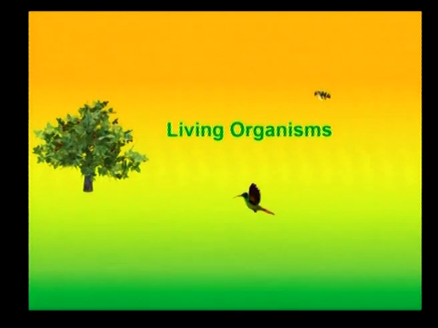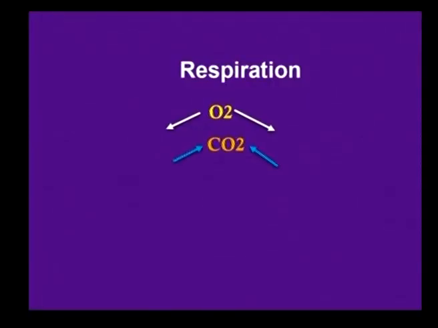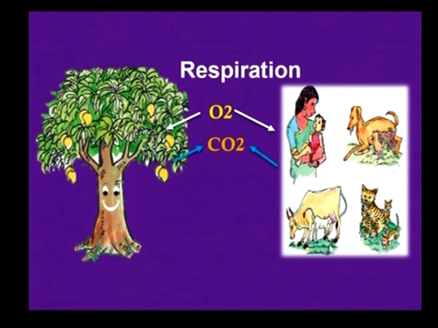We are living in a world of living and non-living things. Plants and animals are living organisms. Do you know the characteristics of living organisms? Come, let us know. Respiration is the important life process. Plants and animals take in oxygen and give out carbon dioxide during respiration. It is the basic life process.